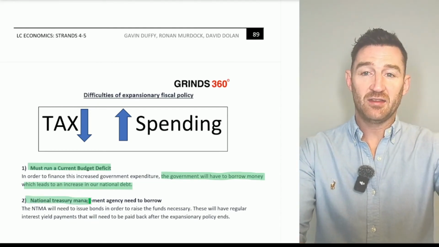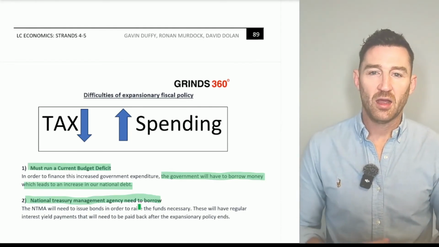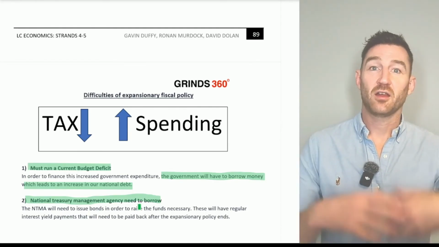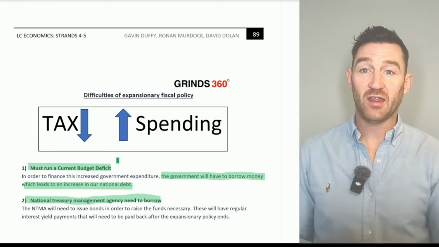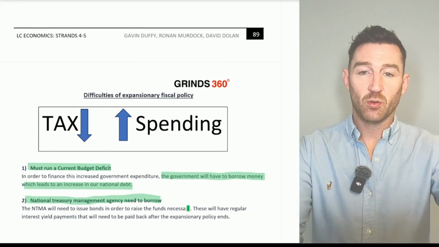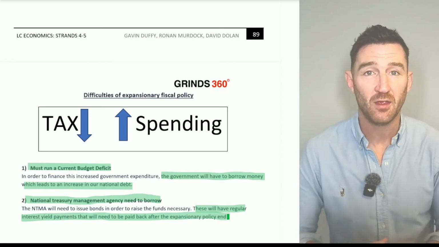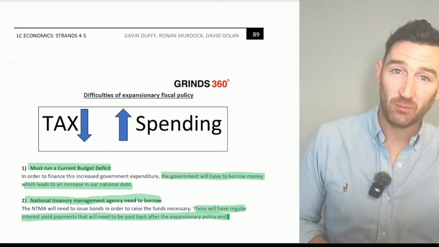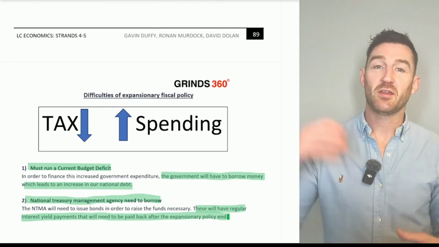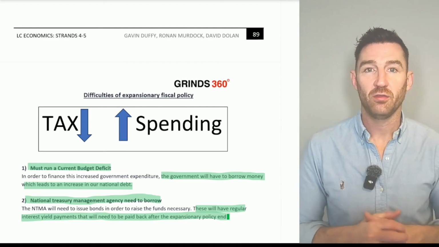And the NTMA, they're the ones who need to borrow, and they'll need to sell bonds. That means they're going to have to meet interest payments. So there is a bit of a cost to this. So you'll have to run a deficit. That's the first difficulty. But also, they will have regular interest yield payments that need to be paid back after the policy ends. So well into the future, if you really go for a big expansionary policy and a big deficit, you could be paying that off well into the future, because you have to pay the interest on the money that you've borrowed.